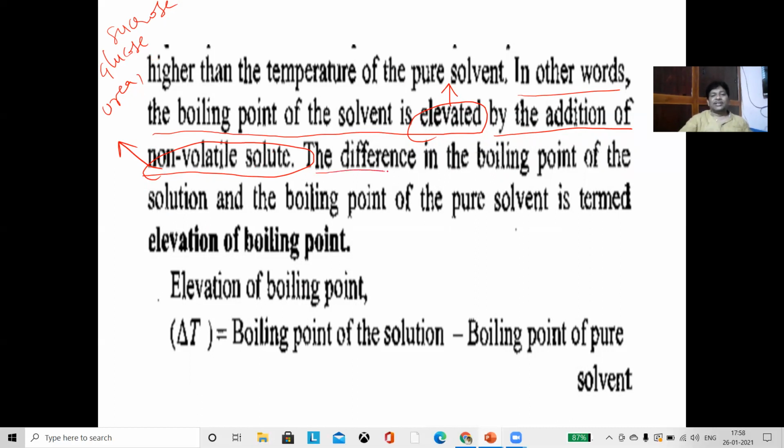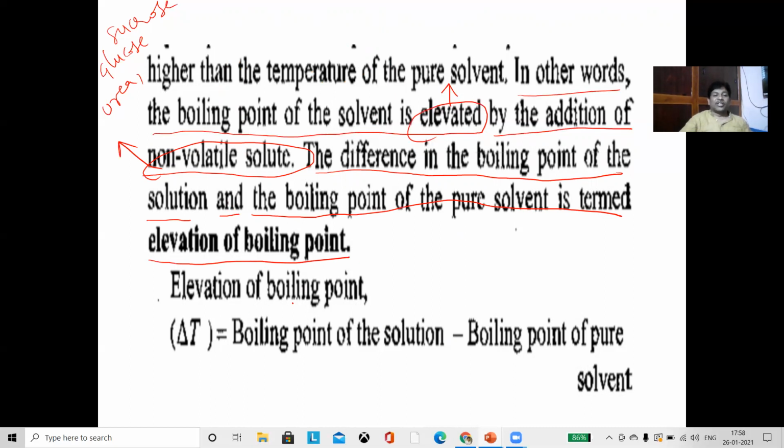Now, the difference in the boiling point of the solution and the boiling point of pure solvent is called elevation in boiling point. The difference in the boiling point of the solution and the boiling point of pure solvent is termed as elevation of boiling point.